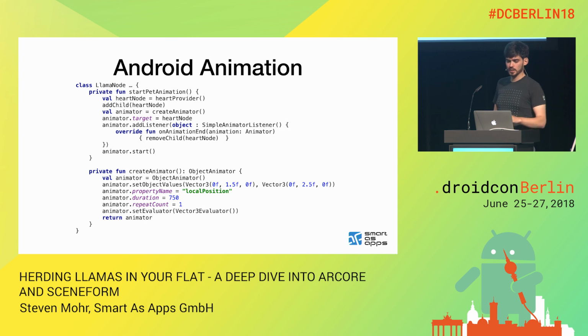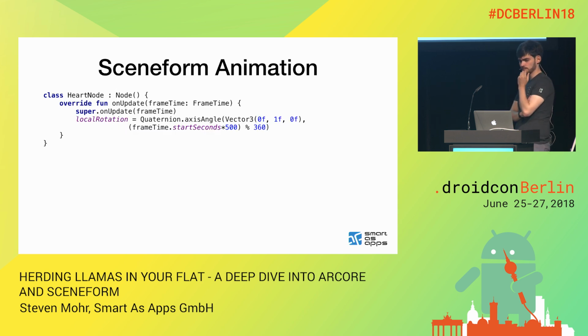And the other part would be our Sceneform animation. Like I said, you just call it on every onUpdate. You just change the local rotation in this part. You just calculate some new degree that you want to have and just set it every time this one is called.